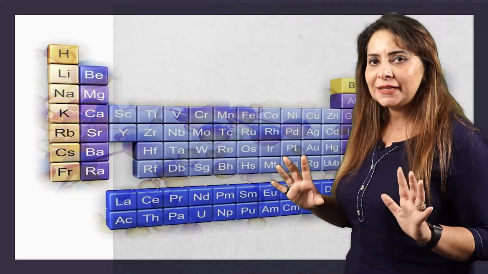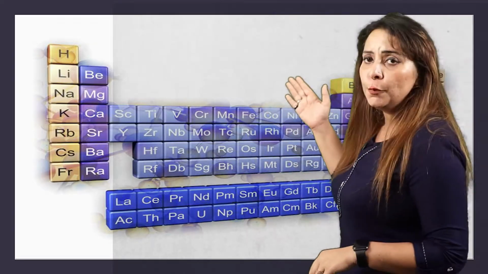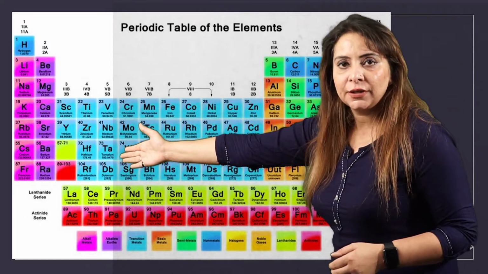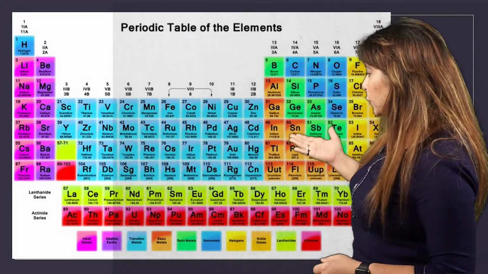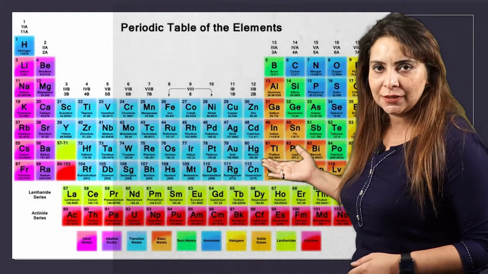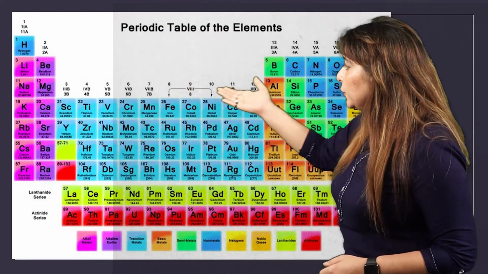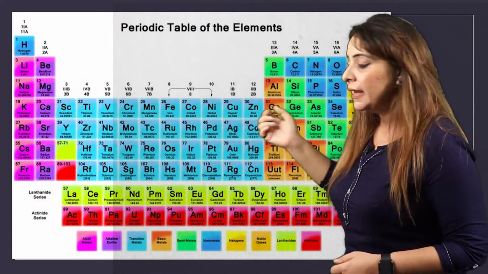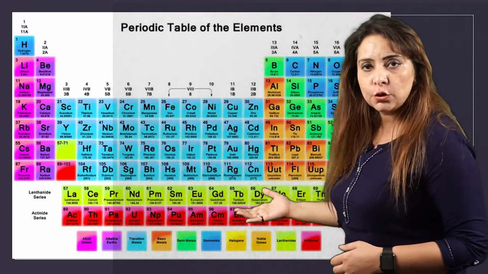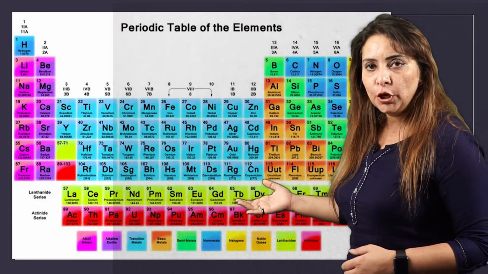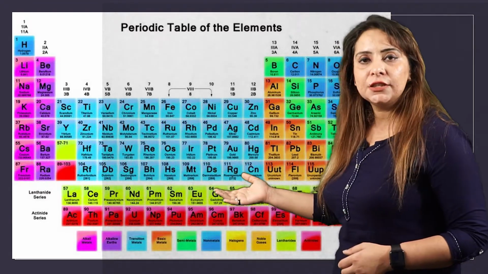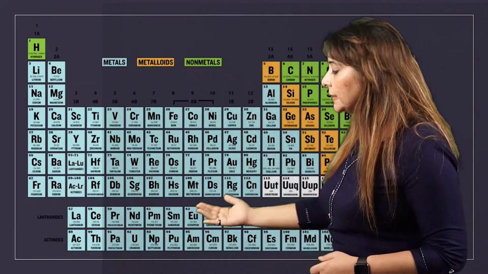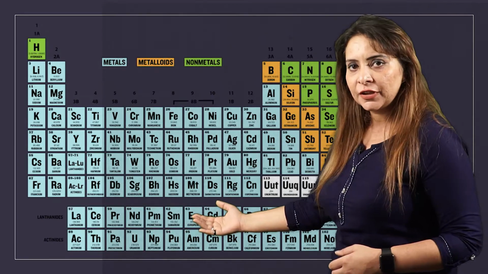Number of groups and periods, I think they are clear: 18 groups and 7 periods. Now on the extreme left we have metals and on the extreme right we have the non-metals. From 3 to 12 they are transition metals, and you can see that 2 horizontal rows are not included in the main body. They are inner transition elements. So metals, non-metals, transition metals and inner transition metals, right?